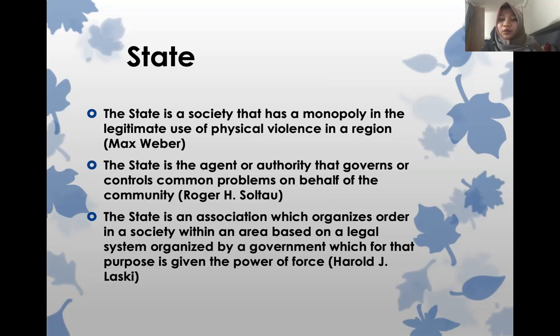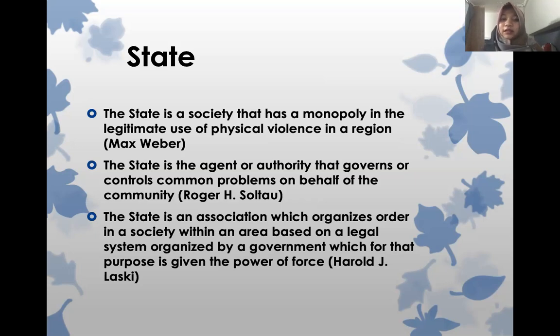The state is a society that has a monopoly in the legitimate use of physical violence in a region. That is based on Max Weber. The second, the state is the agent of authority that governs or controls common problems on behalf of the community. Max Weber defined the state as a monopoly in the legitimate, meaning the state controls and monopolizes everything. But Roger said that the state is an agent or authority that governs or controls common problems on behalf of the community. So the state has to control or give problem solving for the community's problems.